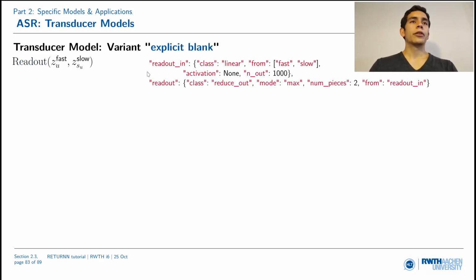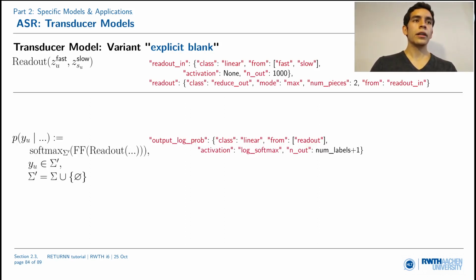Now, another possibility to model our transducer model is that we have to produce a label distribution over the extended vocabulary, that is, the vocabulary including the blank symbol. There we have two different variants. One variant we call the explicit blank. First we have a readout layer, which is basically just a maxout layer, so a linear transformation, and then we reduce the feature dimension. Then one variant, which is very simple, we have a feed-forward network based on the readout layer, and then we perform the softmax in the log domain over the vocabulary including the blank.